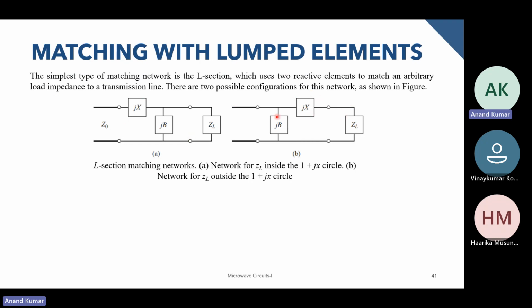These two circuits are used in two different conditions. The first circuit is used when the normalized load impedance lies inside the 1 plus jx circle, and the second case is used when the normalized load impedance lies outside the 1 plus jx circle.